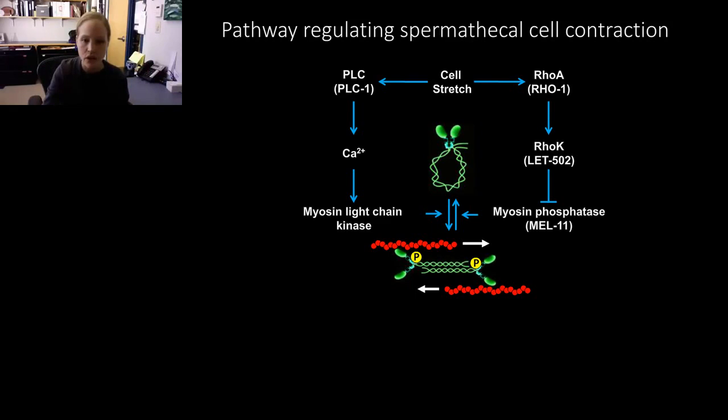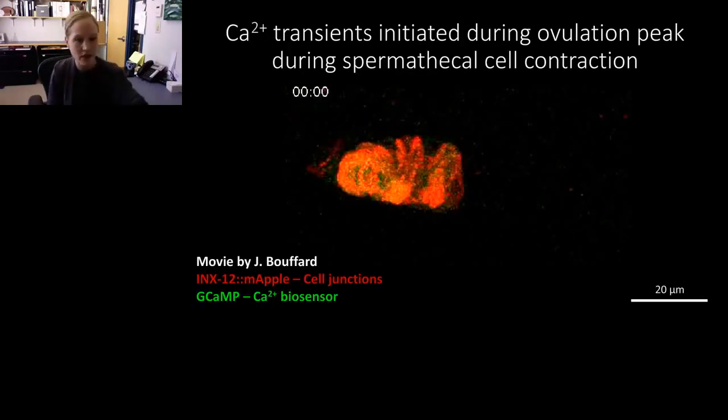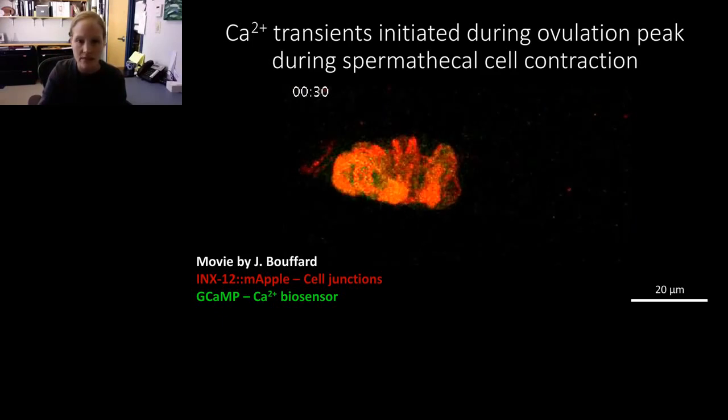One of the ways we've been able to study this is by visualizing calcium in vivo. So here I'm going to show you a video. In this movie, what you'll see are the cell outlines of the spermatheca in red and calcium in green. We use a genetically encoded calcium biosensor, GCAMP. So an increase in fluorescence intensity indicates an increase in calcium. So now the oocyte is entering the spermatheca. Now the cells have become stretched out, and you can see those big calcium waves going back and forth across the tissue.